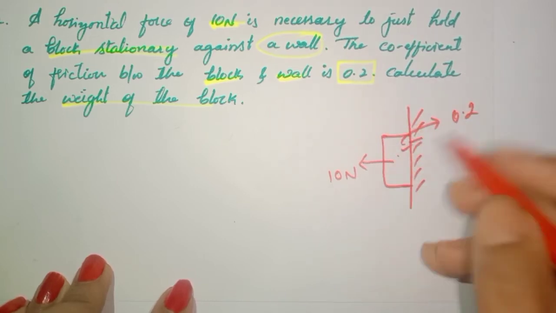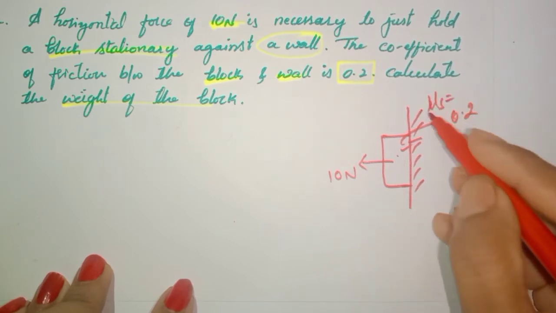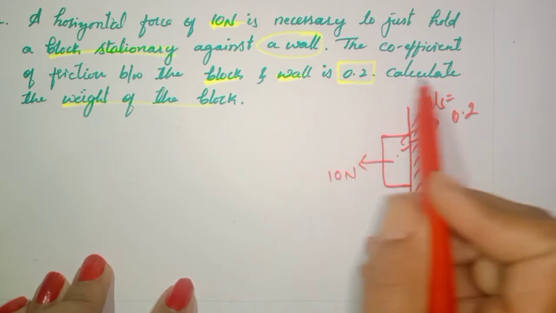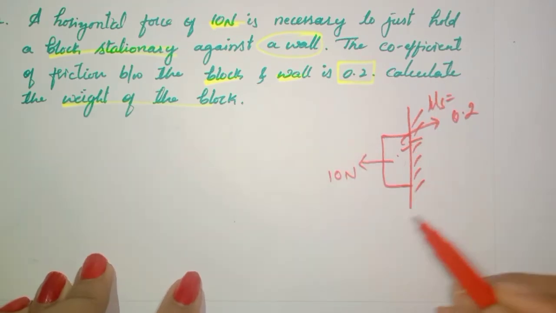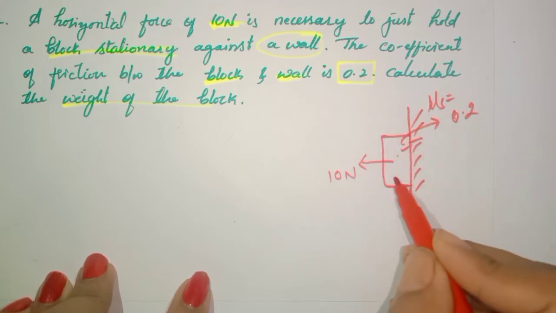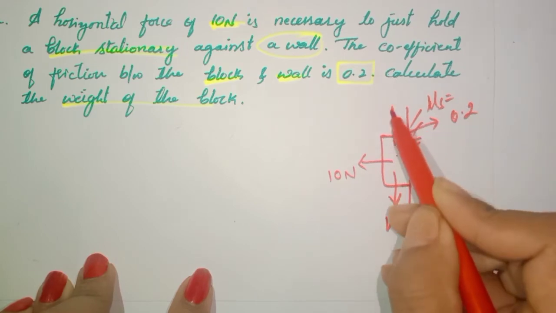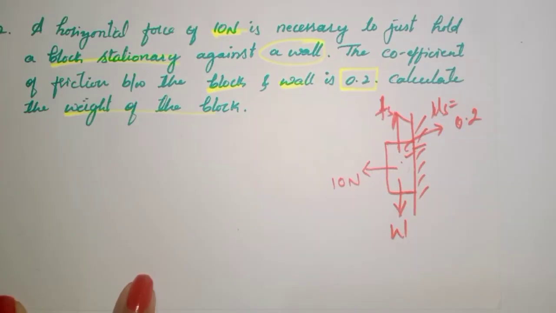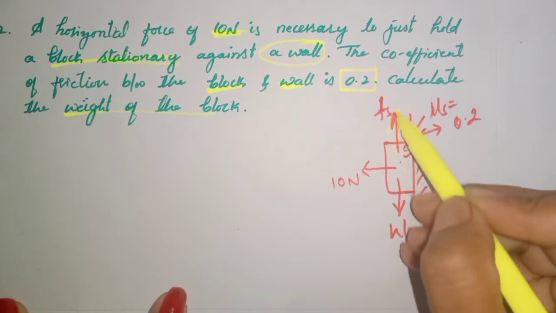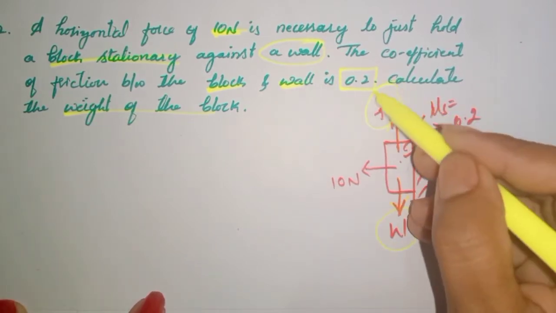As the object is stationary, what kind of friction do we have to consider? Coefficient of static friction, which is 0.2. Okay? Calculate the weight of the block. So what is the weight of the block? That's what we have to calculate. If you observe in this diagram, the weight of the block is acting downwards and friction will be opposite, in this direction. So the frictional force is acting in this direction, and weight is acting downwards. So what happens? This weight is balanced by the frictional force.